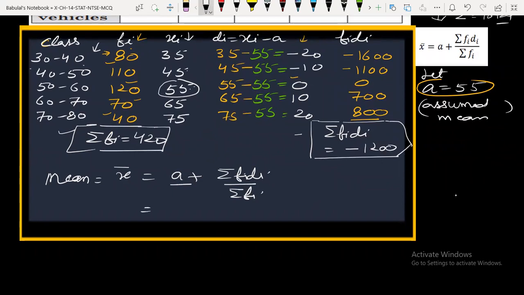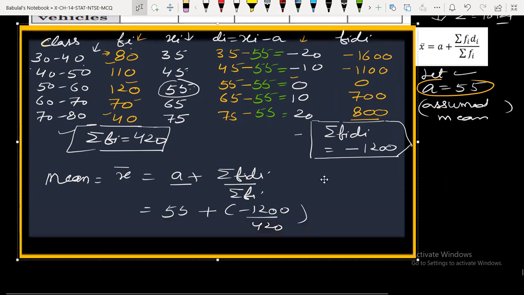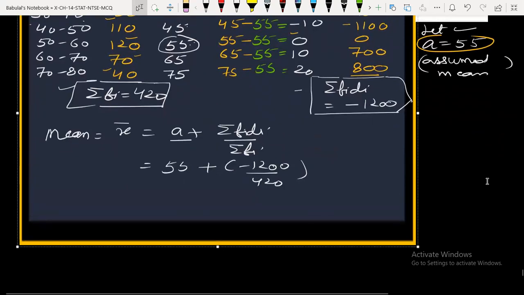Yes, so what is a? A is 55, so write here 55 plus minus 1200 upon 420. Please calculate yourself, try to solve yourself and match with my answer. आप देखो आपसे कितनी गलती होती है कि आप इसको accurately find out कर पाते हैं.